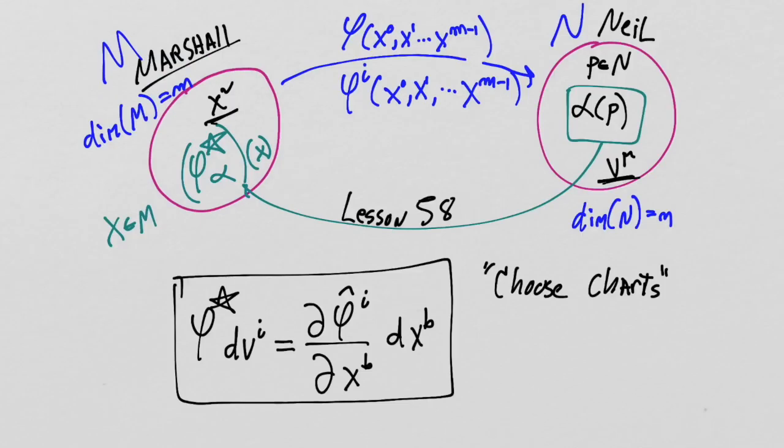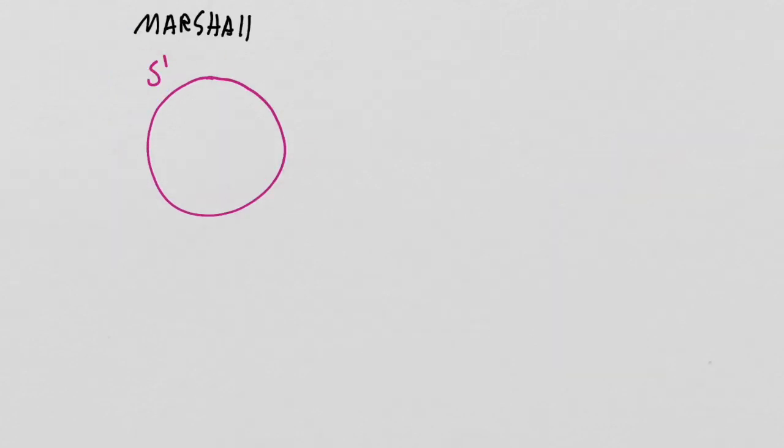All right, so let's start with Marshall. I want Marshall to be S1. The name of this manifold is actually S1, and I'm giving it the alternative name Marshall just to make contact with this setup over here. But this is S1. S1 is the circle. A circle is a manifold. It's known to be a manifold.